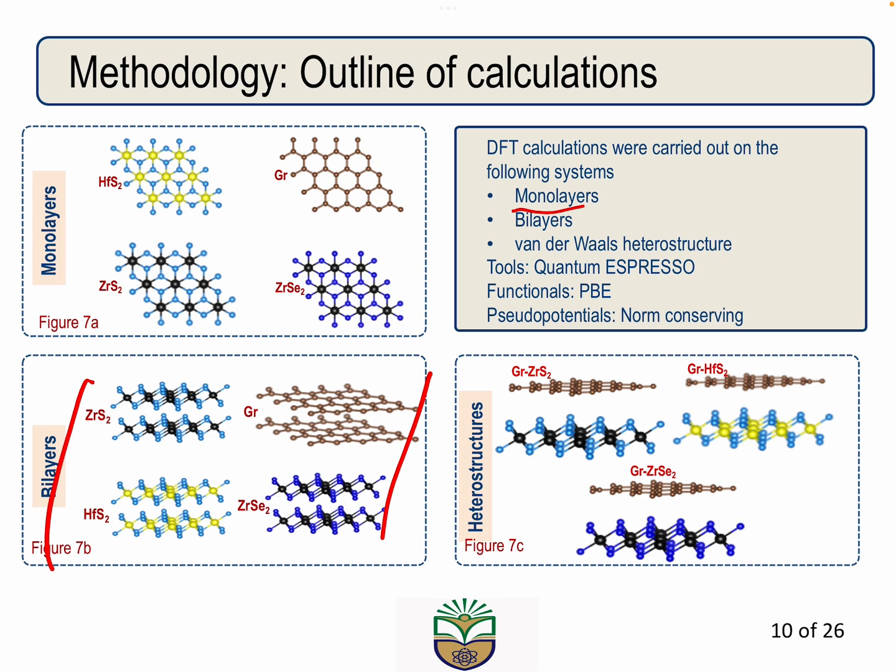So in the study, we carried out first principle calculations using Quantum ESPRESSO, and the functional that we used to describe our system was the PBE, and in all the calculations, norm-conserving pseudopotentials were applied.